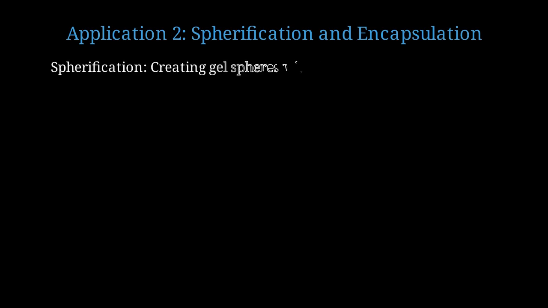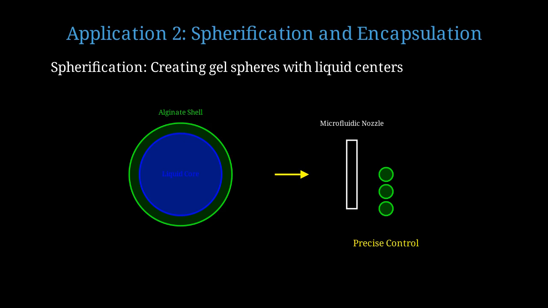Our second major application is spherification and encapsulation, a technique made famous by molecular gastronomy. Spherification involves creating gel spheres with liquid centers, often using sodium alginate and calcium chloride. Traditional spherification produces spheres of varying sizes. Microfluidic encapsulation allows precise control over both sphere size and shell thickness.